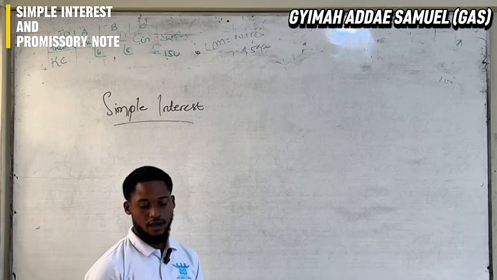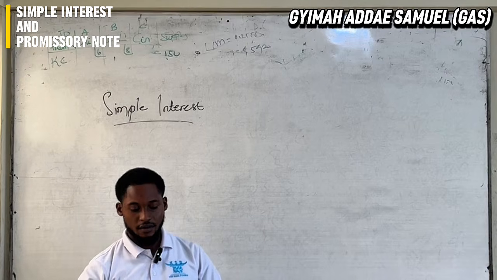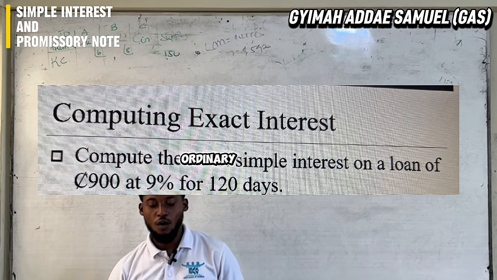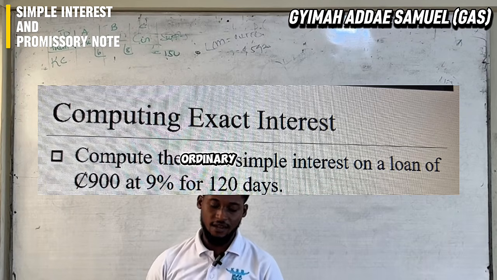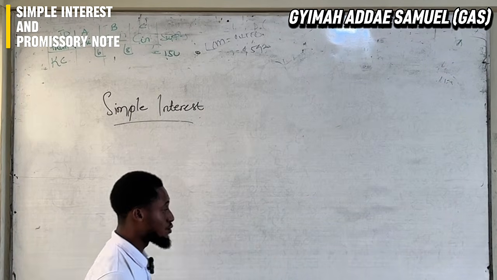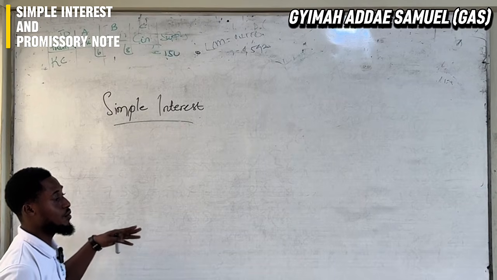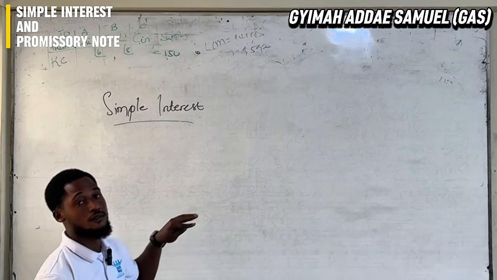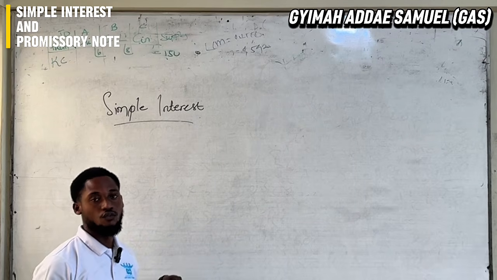We move on to ordinary. It says compute the ordinary simple interest on a loan of 900 cedis at 9% for 120 days. So we are using the same figures that were given for the exact, but here we have to know that we are computing for ordinary. So the method will be different.